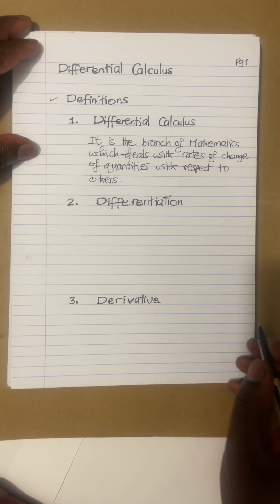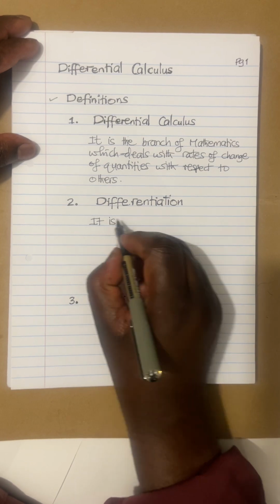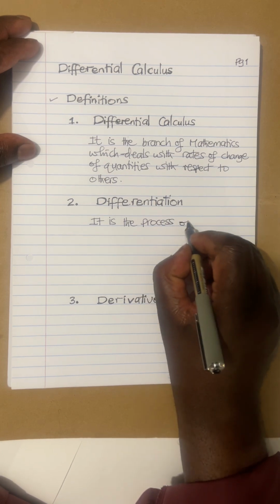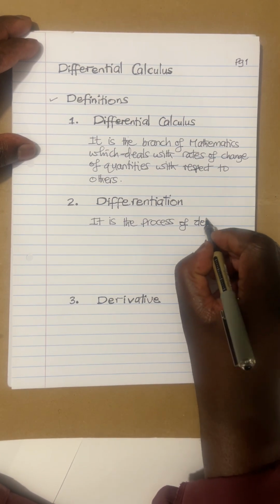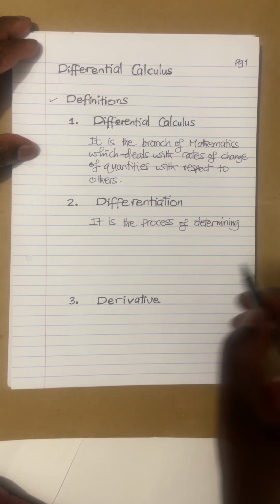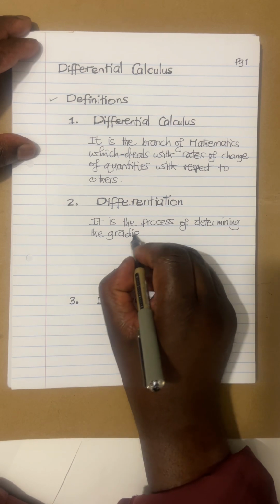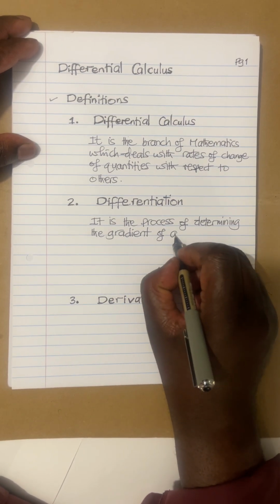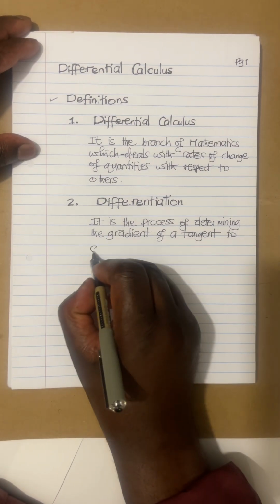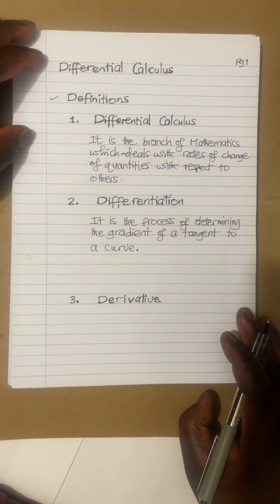But what is the definition of differentiation? So we define differentiation as the process of determining the gradient of a tangent to a curve. It's a process of determining the gradient of a tangent to a curve.